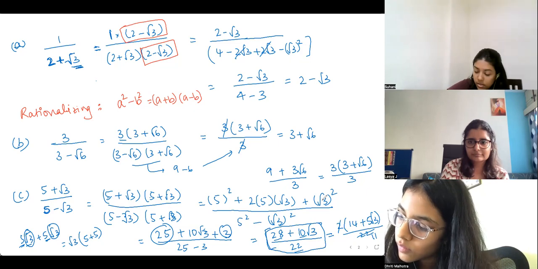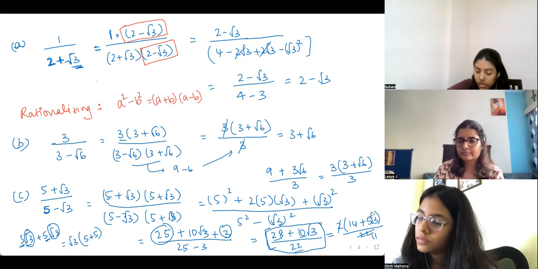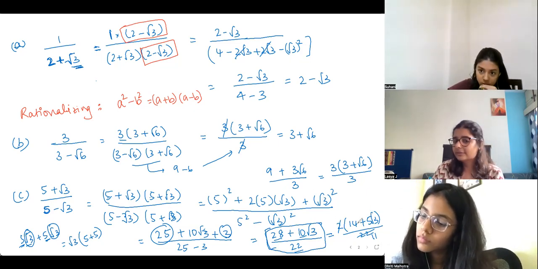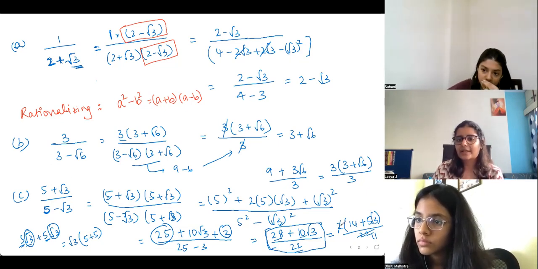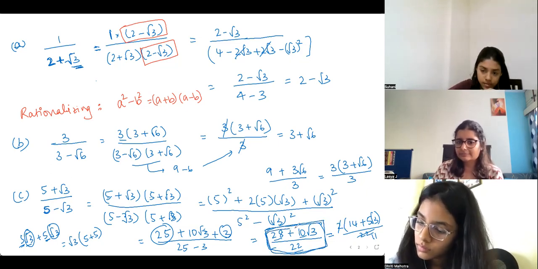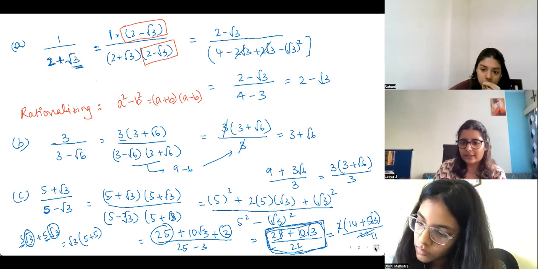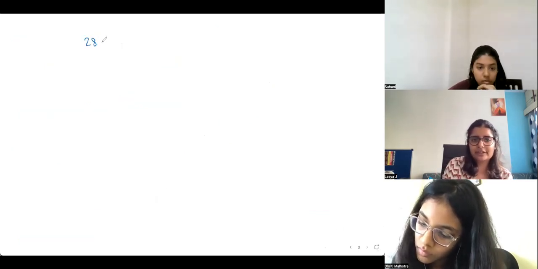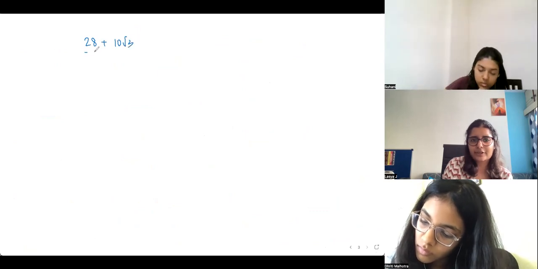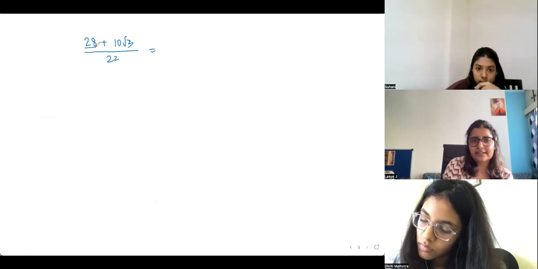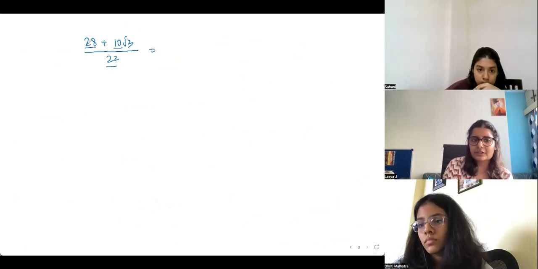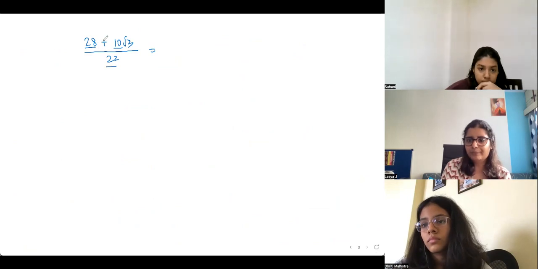Miss, so the final answer would be 14 plus 10 into root 3 upon 11. 14 plus 5 root 3. Miss, how 5? Yeah. So after ये इस step तक समझ में आ गया ना? Yeah. So I'll write it clearly. So we got 28 plus 10 root 3 upon 22. Right? Now this is an even number, this is even, this is even. Matlab all of them are divisible by 2. So I've taken 2 common from all of them.